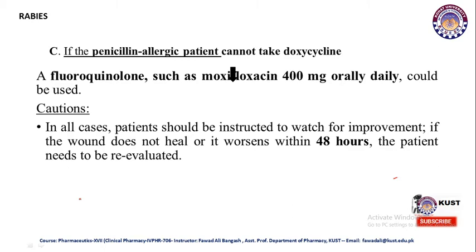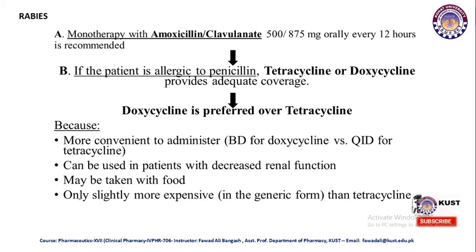So in this case, for example, PG should be administered a course of antibiotic. First we will prefer amoxicillin clavulanate, and if the patient is resistant, like PG is resistant toward the penicillin, then we will give tetracycline or doxycycline. Doxycycline will be preferred because it is more convenient to administer, mostly BID, twice a day, while tetracycline is administered 4 times a day.